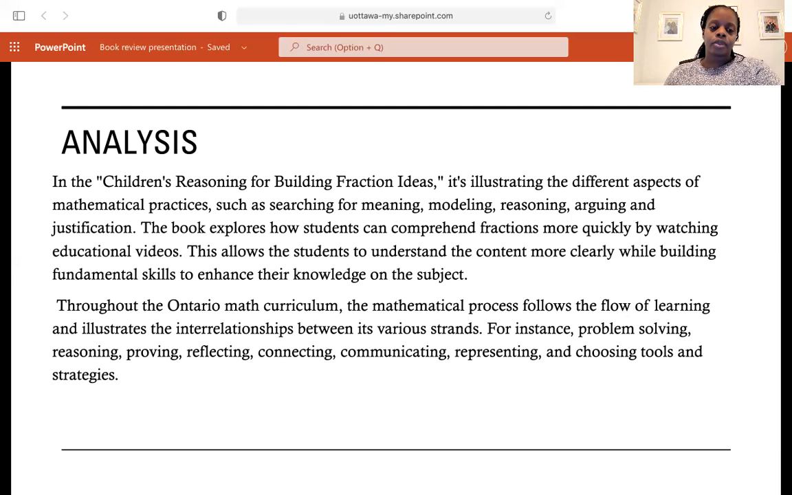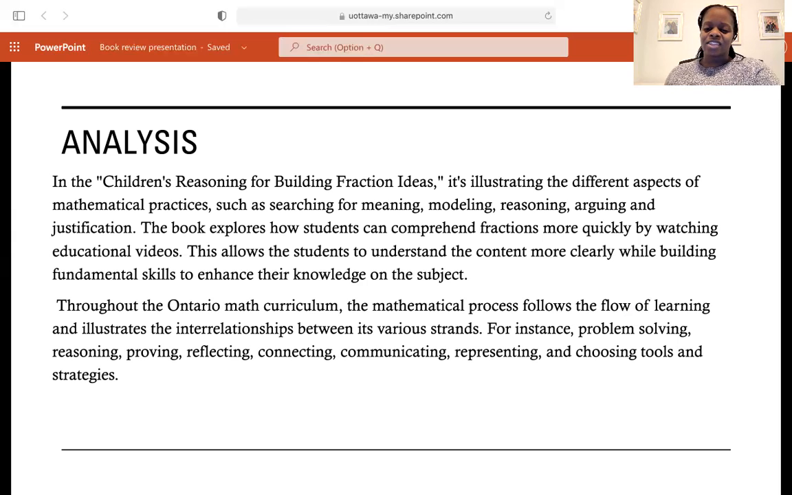Throughout the Ontario Math curriculum, the mathematical processes follow the flow of learning and illustrate the interrelationship between its various strands. For instance: problem solving, reasoning and proving, reflecting, connecting, communicating, representing, and selecting tools and strategies. I just want to touch a little on problem solving. The math curriculum focuses on how students are solving their problems, and on understanding why we use fractions.